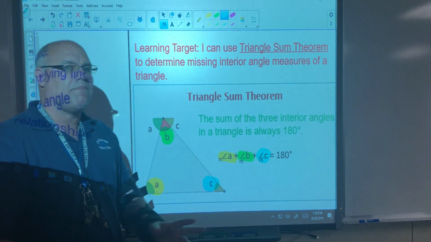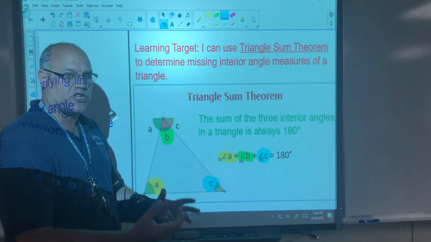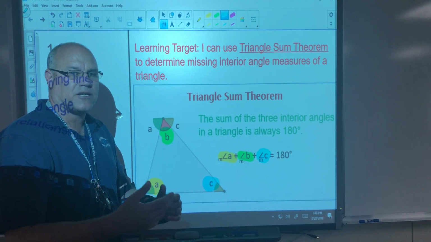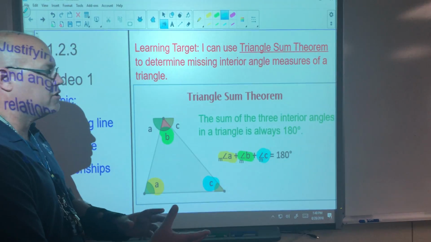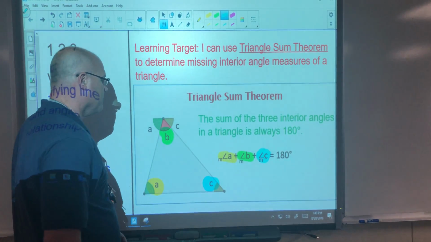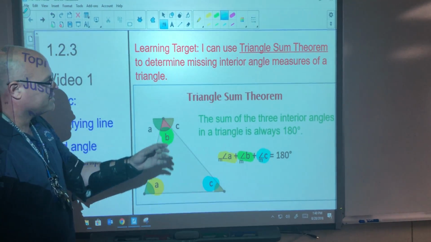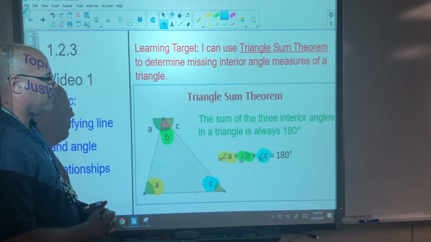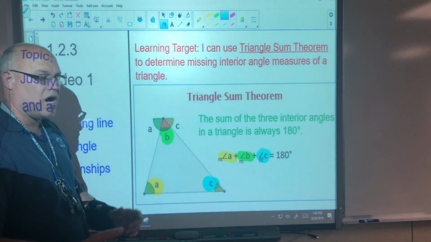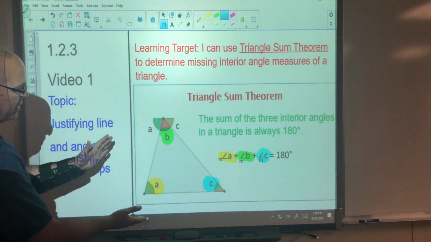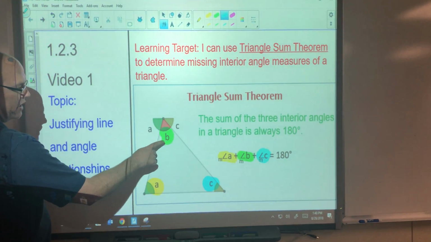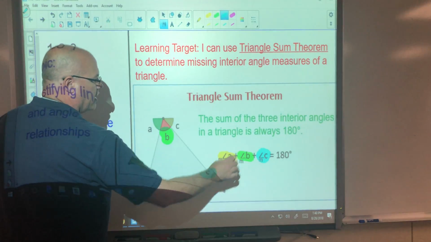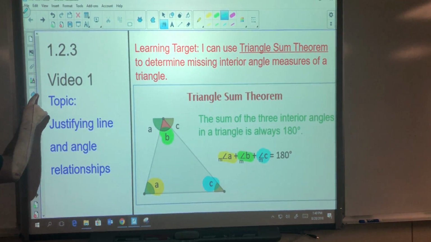Now we did this in topic 1, but in topic 1 it was just a conjecture. Here in topic 2 we actually proved it to be true, and once mathematicians prove something to be true, it becomes a theorem. So this theorem says the sum of the three interior angles in a triangle is always 180 degrees. We have our diagram here, so we have the measure of angle A plus the measure of angle B plus the measure of angle C equals 180 degrees.